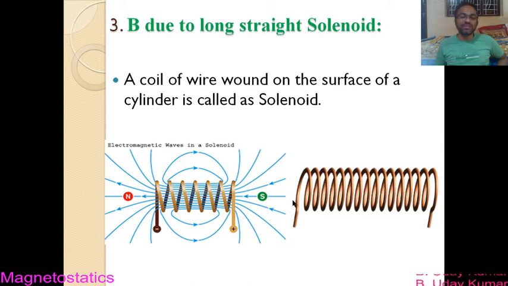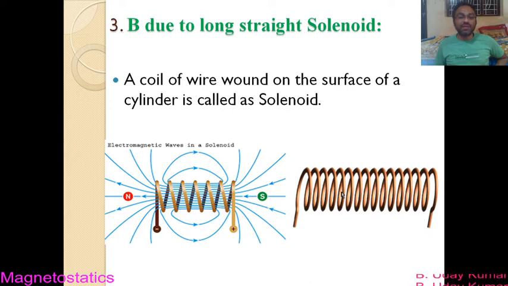You must have seen a spring, right? In our day-to-day life, we come across this spring that many of us must have seen. So this is nothing but a spring. Okay, so a spring shaped conductor is called a solenoid. A spring shaped conductor is called a solenoid, so that you try to get it.